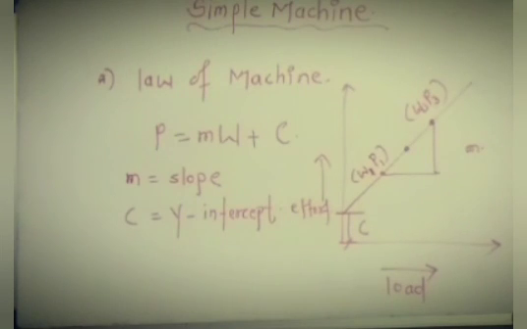While solving numericals, we will discuss all these things in detail. For now, you must know that the law of machine is the relation between load and effort with slope and y-intercept. The y-intercept is the distance from the horizontal axis up to the point of intersection between the y-axis and the straight line which joins all the effort-load points on the graph. So this is all about the basic concept of simple machine. From the next lecture we are going to discuss actual numericals, how to calculate the simple terms.